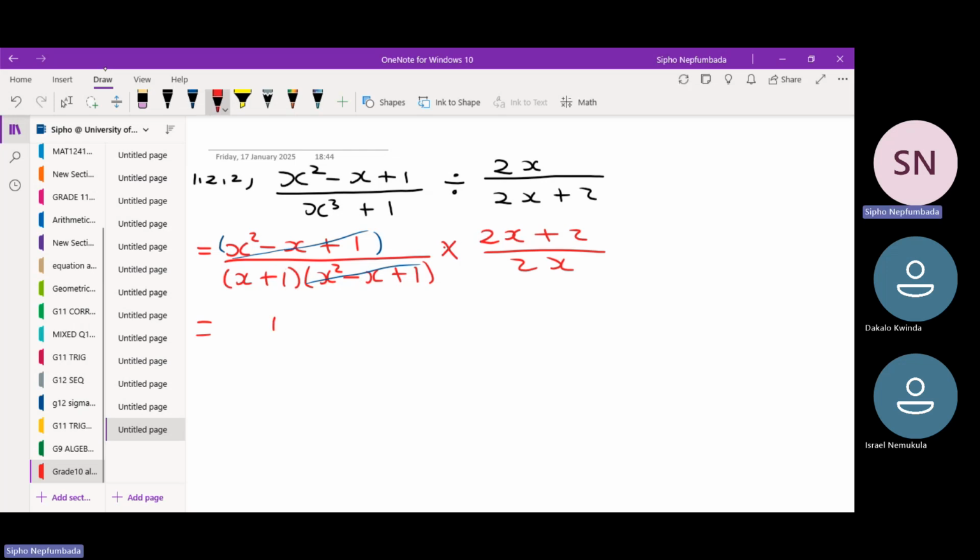Then we'll be left with 1 over x plus 1 multiplied by, on the numerator, we've got a common factor of 2. So it's x plus 1. I show you what the common factor does on an equation. Then you will see that this one and this one are going to cancel each other. Even this one and this one are going to cancel. Then we are left with 1 over x.